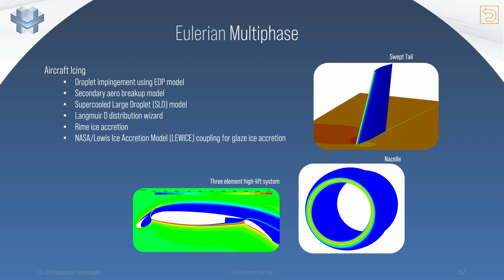SLD modeling plays a crucial role in refining collection efficiency estimates, a key parameter in ice accretion calculations. A Langmuir distribution wizard can be used to automatically configure multiple droplet bins, allowing for realistic simulations of typical icing conditions. CFD++ features a rime ice accretion model and can be coupled with software such as the NASA Lewis Ice Accretion Model, or LEW-ICE, for glaze ice accretion.